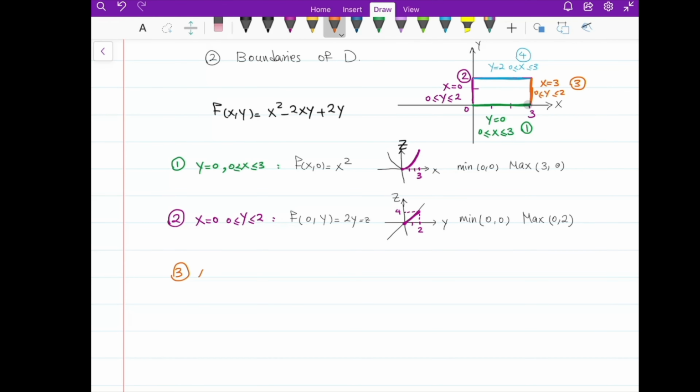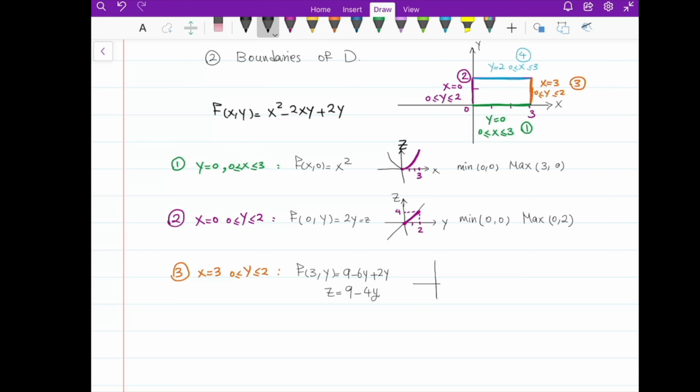The third one is x equals to 3, y is between 0 and 2. For that, I have f of x is equal to 3, and then I have y. Just plug it in there. I get 9 minus 6y plus 2y, which, if I simplify that, would be 9 minus 4y. Okay, so what is the equation?